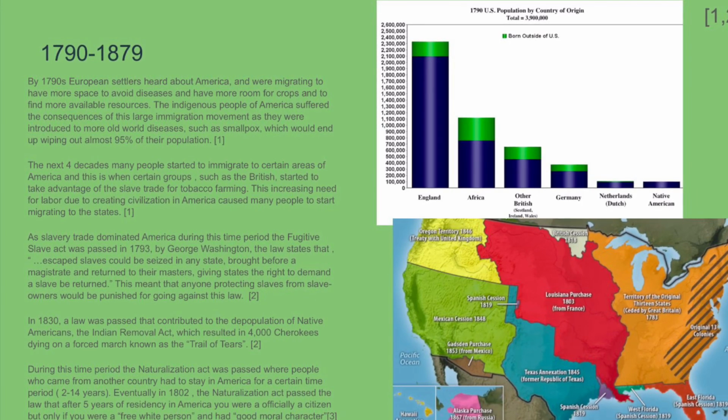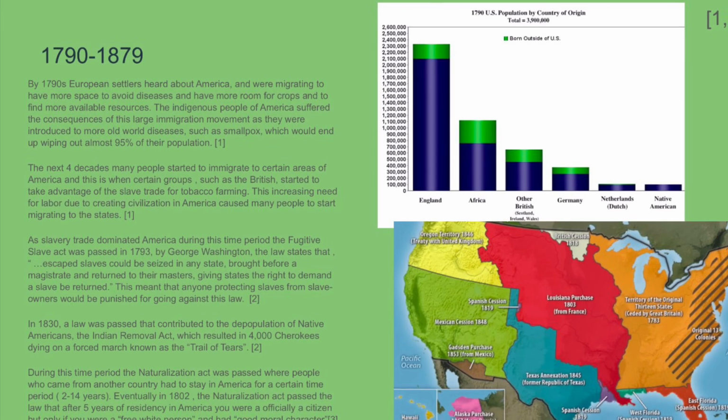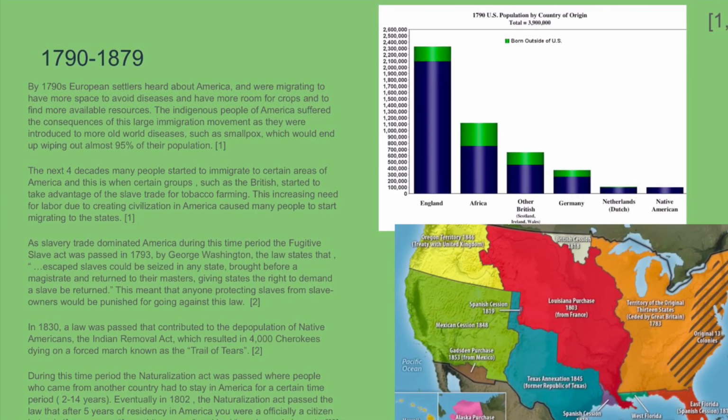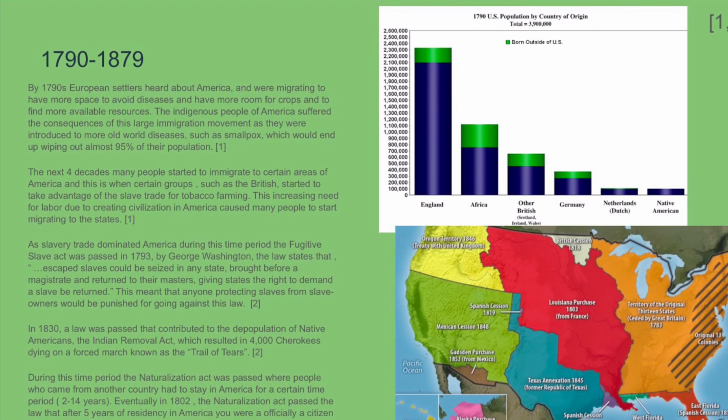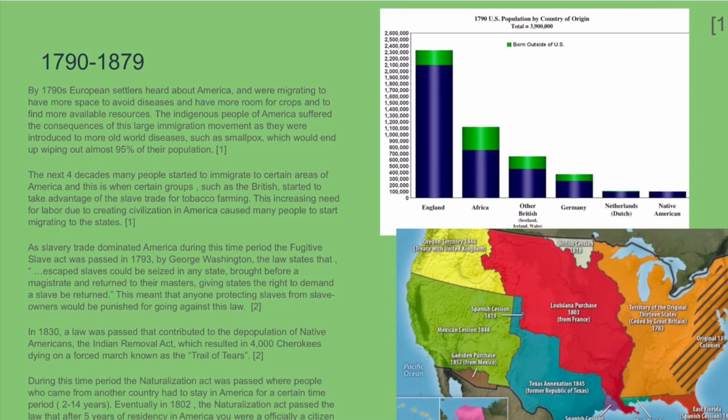In the image to the right, you can see how the new population in America consisted mostly of European and British migrants, while the Native American population was much smaller in comparison, less than 100,000 total population for the whole country.